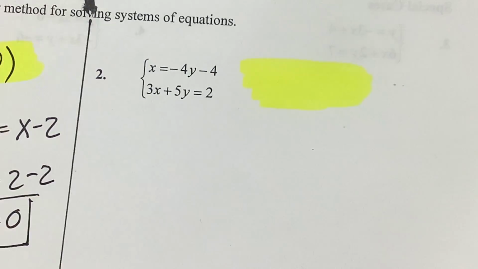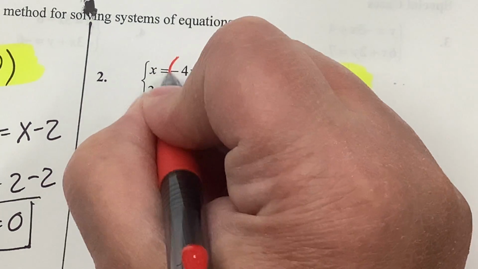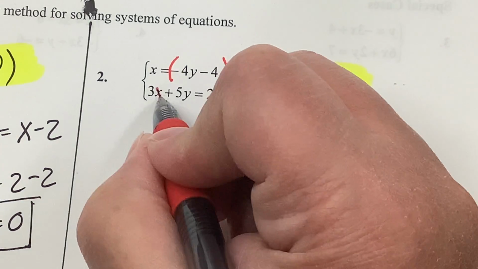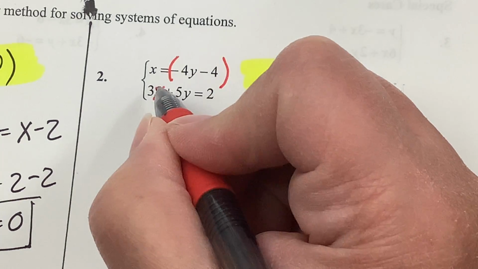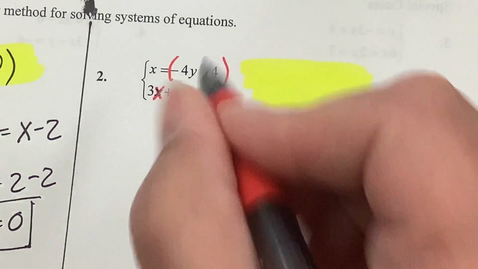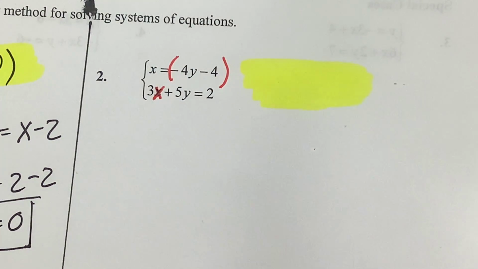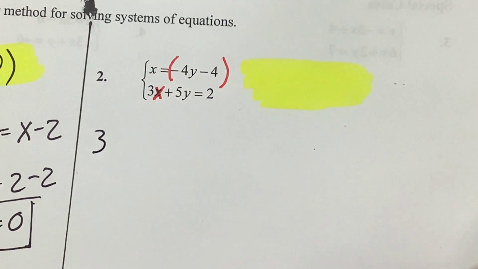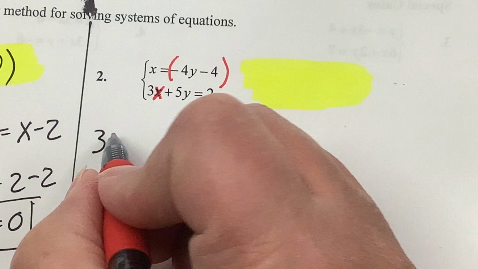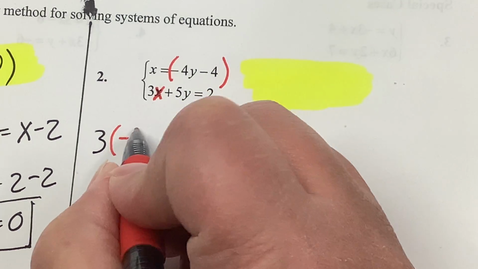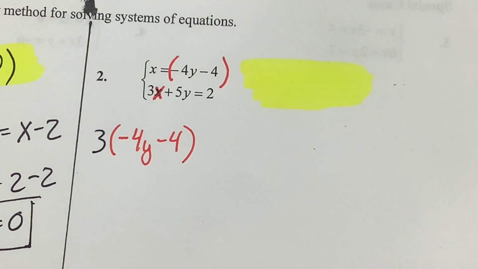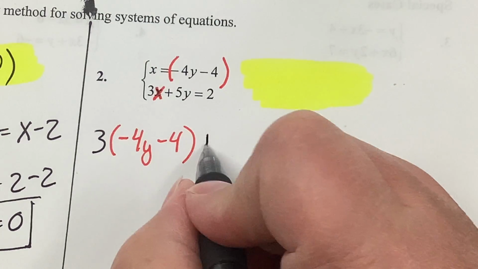All right, here's the next one. Now I'm going to substitute for x, because I have x equals negative 4y minus 4. So where the 3x is, that's where I'm going to put the negative 4y minus 4. So 3, but instead of x, I put what's in the red parentheses, negative 4y minus 4, plus 5y equals 2.